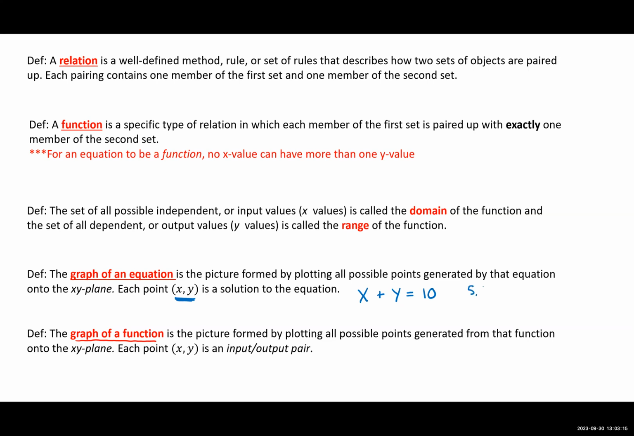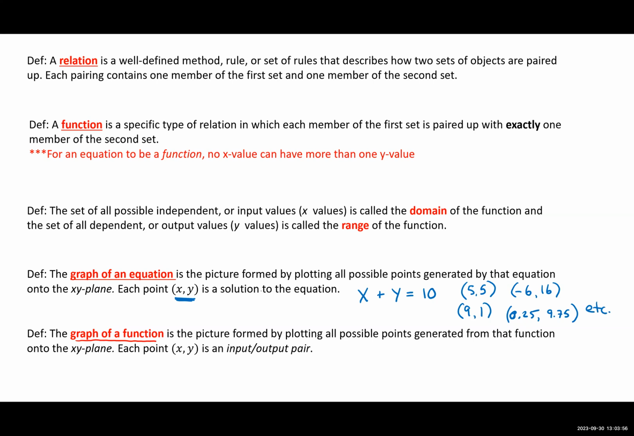So 5 and 5, x equals 5, y equals 5. That's one answer. It's one solution. Or x equals 9 and y equals 1. That's a second different answer, different solution. X equals -6 and y equals 16, because when you add them up, you get 10. We could do this forever. Infinitely many options. They don't have to be whole numbers. X could be 0.25, right? And y could be 9.75, because they add up to 10, right? Etc., right?